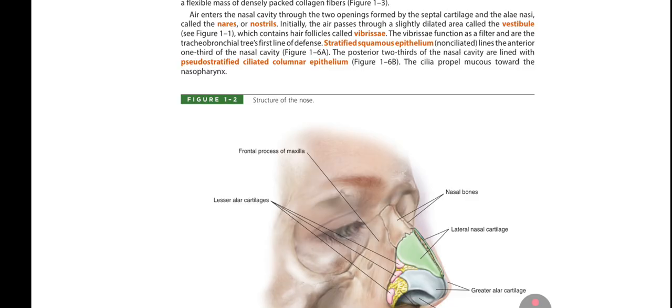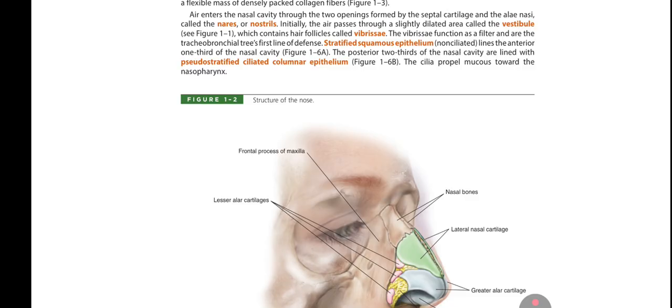What this means is that stratified means many, and squamous means combined or flattened, and epithelium is the lining. It's non-ciliated, therefore it doesn't have cilia, and it lines the one-third of the nasal cavity. Its function is, of course, to prevent abrasion.